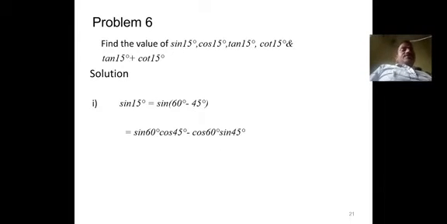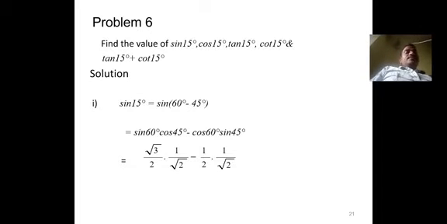Sin 60 value is root 3 by 2 and cos 45 is 1 by root 2, minus cos 60 is 1 by 2, and sin 45 is 1 by root 2. So this is root 3 minus 1 by 2 root 2. This is the value of sin 15 degrees.